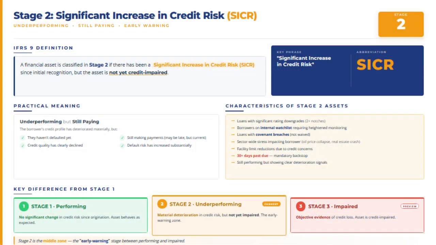Now let us define the triggers. We will dive into the SICR definition and the triggers. And that's where the real complexity lives. So this is stage 2, and SICR is everything here.